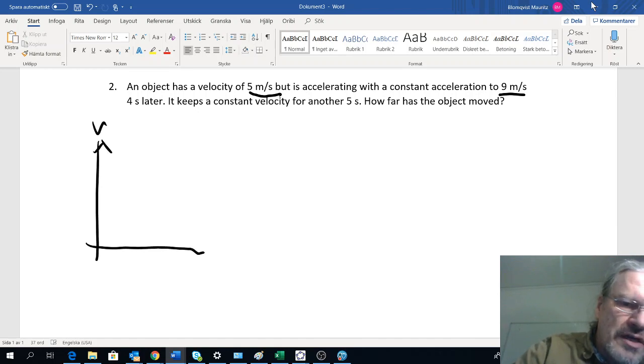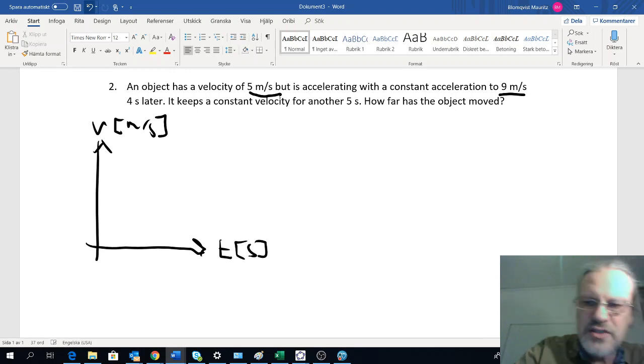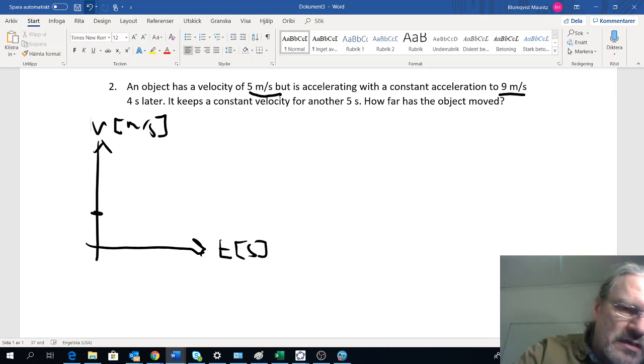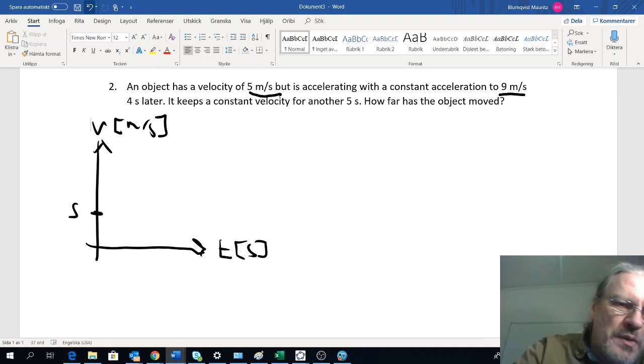So we have the velocity here. Sorry, it's hard to write well. And we have the time there, right? The velocity will be in meters per second, and the time would be in seconds. And we start at 5 meters per second, so say there 5, and we're accelerating to 9 meters per second, and that will be 4 seconds later.